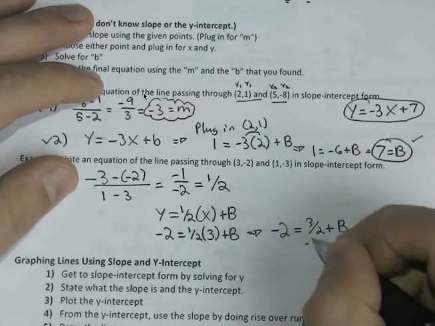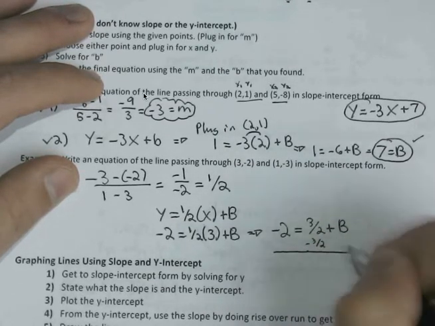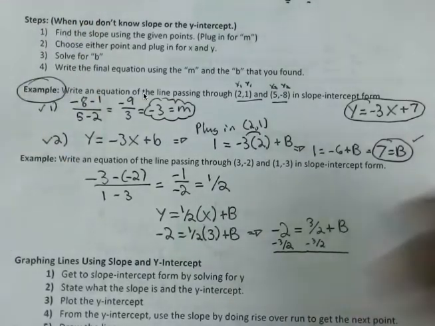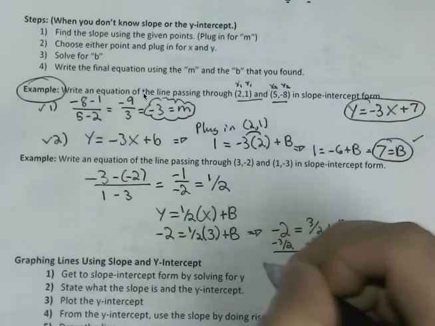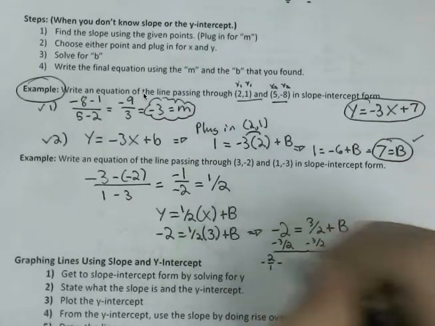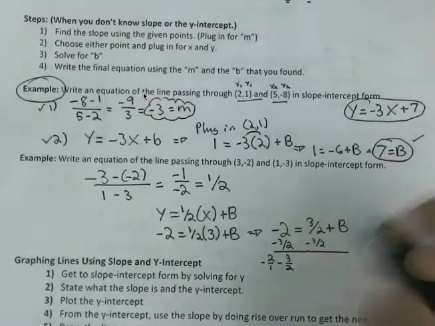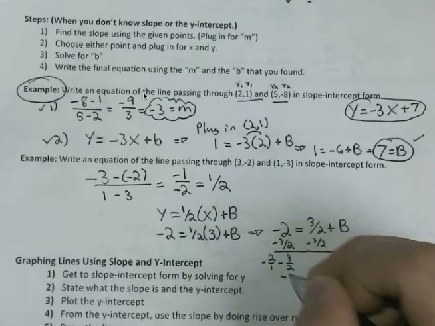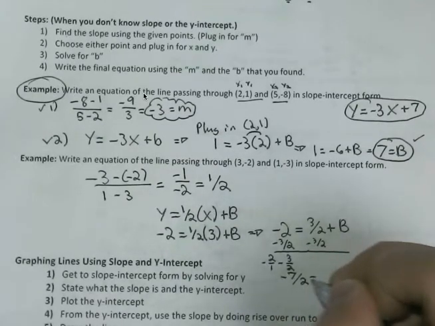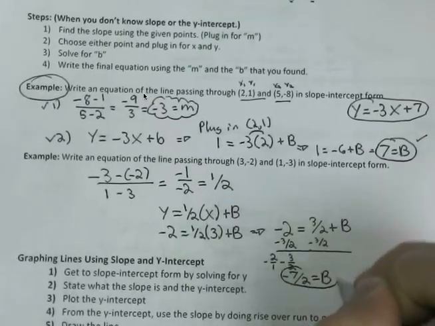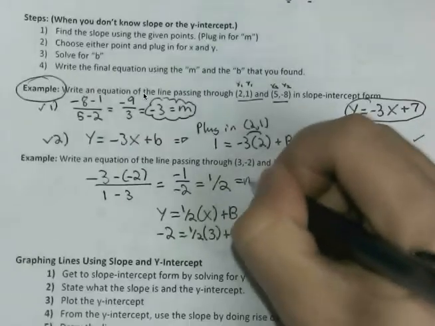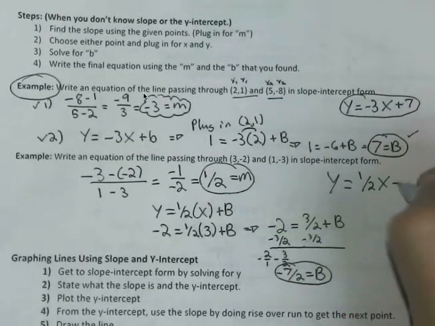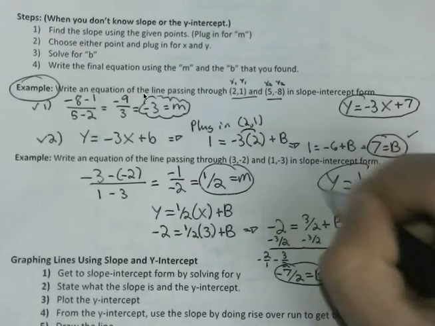If we subtract 3/2 on both sides, here and here, the fraction work here is a little tricky, so we have -2 and we're deducting 3/2, so it would look something like this. So when you cross multiply on this, you end up with -7/2. And that's b. So the final equation would look like y equals 1/2 x minus 7/2. And we're done.